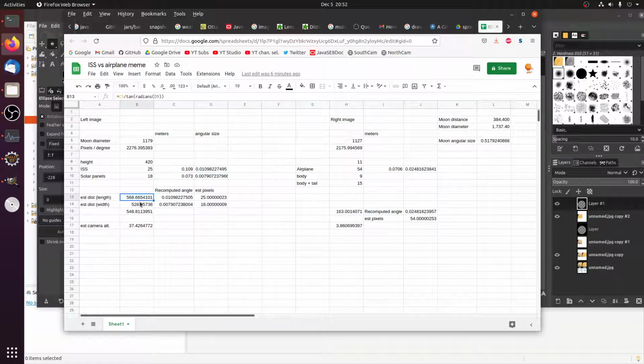Then I calculated the estimated distance. This would be line of sight from the photographer to the ISS. Derived an average for that. And I estimated the camera's altitude, and I figured that the camera should have been at an altitude of about 37.4264 degrees, or 0.4265 if we want to round up.